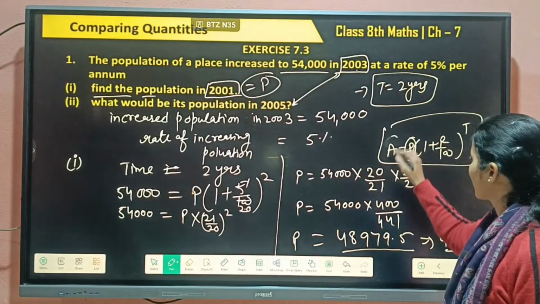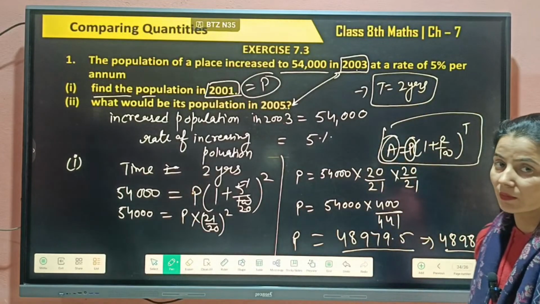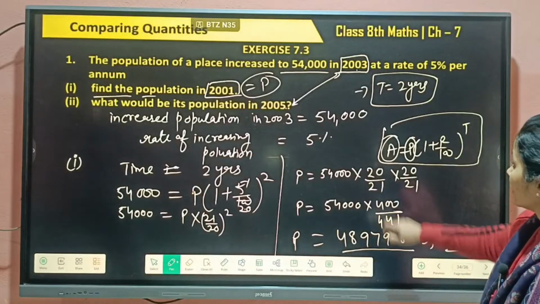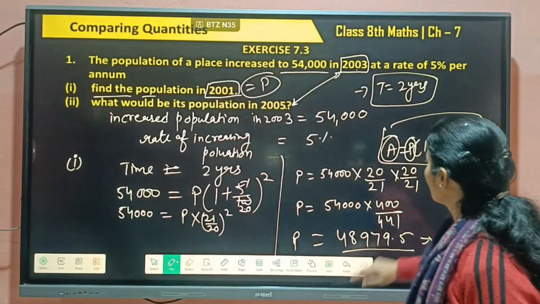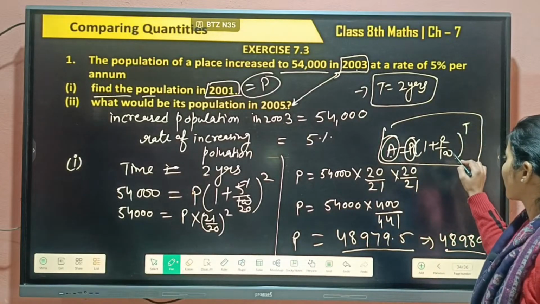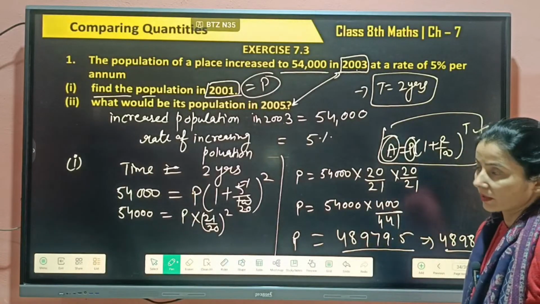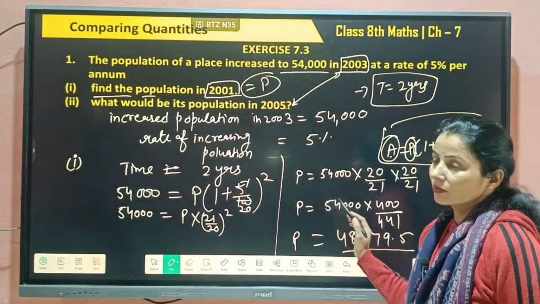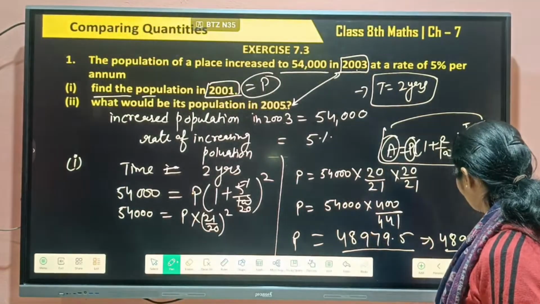This time you need to find the amount. This will act as your principal, and we have to find the amount. It will be principal into (1 plus r by 100) to the power time. I think the second part you can try yourself. Let us see what question number 2 is.